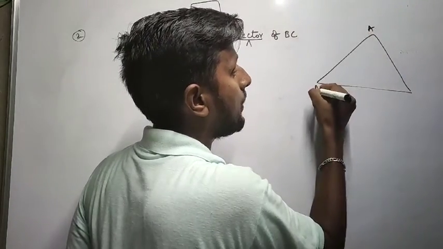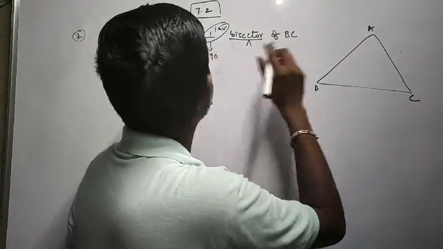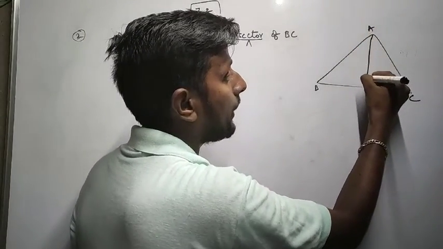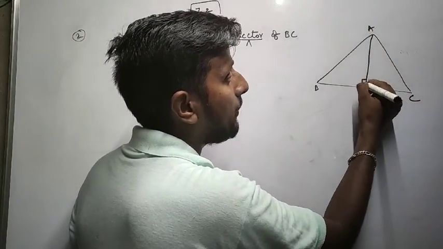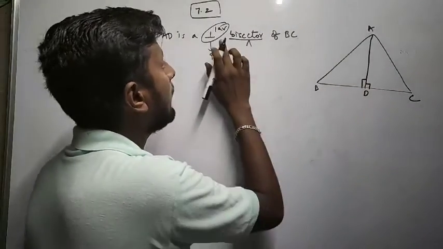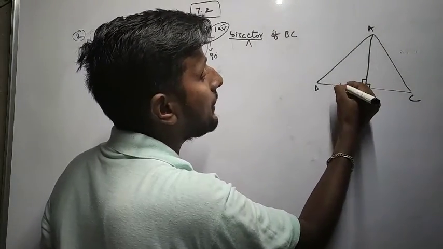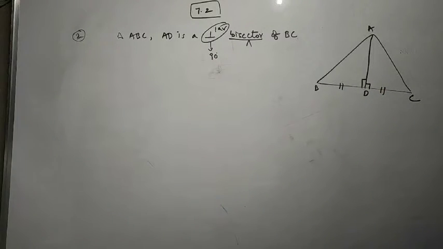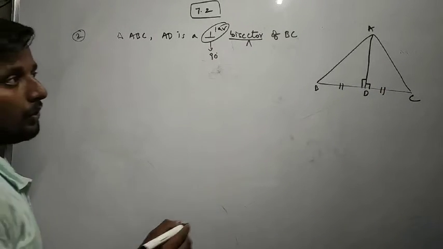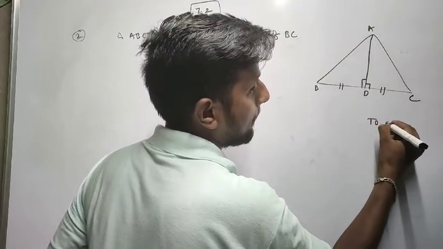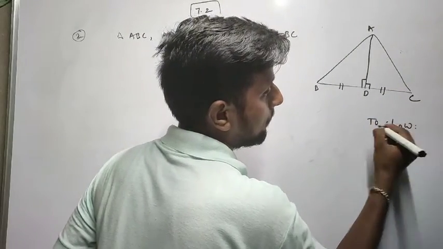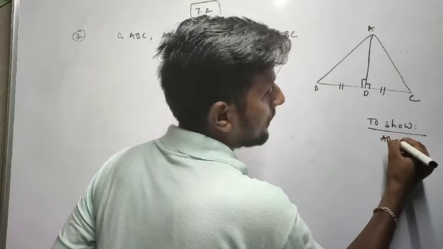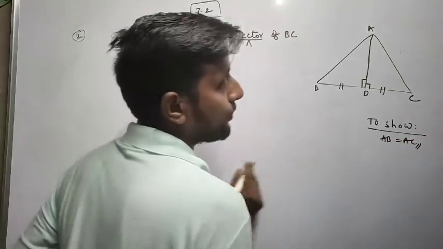A, B, C. So now it's talking about AD. Am I right? So if you draw AD now, so AD making 90 with BC, and he said AD is also bisector. That means dividing them into two equal parts. That is the given information. Then what should we show? To show AB is equals to AC, that we have to show.